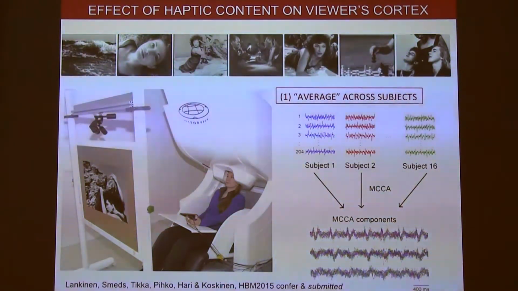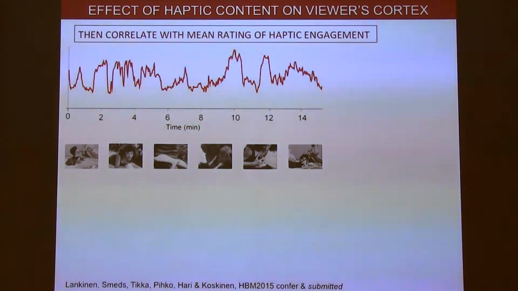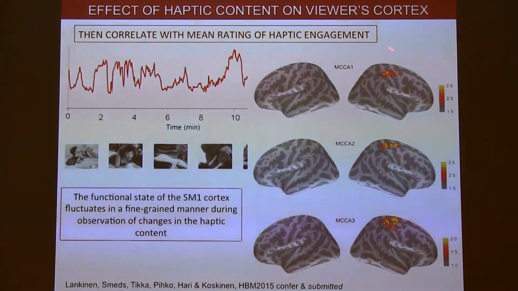tactile stimuli, and then we correlated that information with the rating of the haptic contact that the subject gave later on. And then we found that, yes, in the early somatosensory cortices, there are areas which indicate that the functional state of the somatosensory motor cortex fluctuates in a fine-grained manner during observation of changes in the haptic contact.